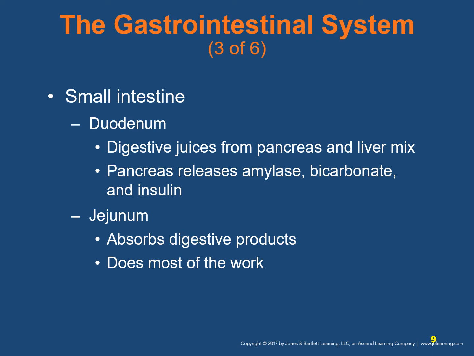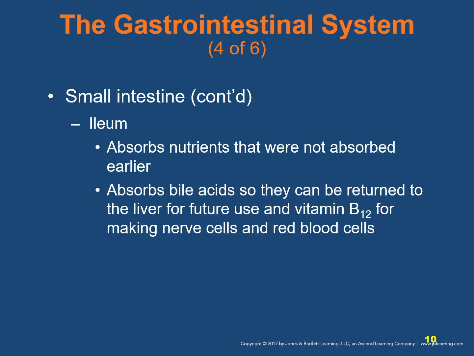Then another structure in the small intestine is the jejunum. This plays a major role in the absorption of digestive products. It does much of the work in the small intestine. The ileum absorbs nutrients that were not absorbed earlier in the digestive process. It also absorbs bile acids so they can be returned to the liver for future use, and vitamin B12 for making nerve cells and red blood cells.